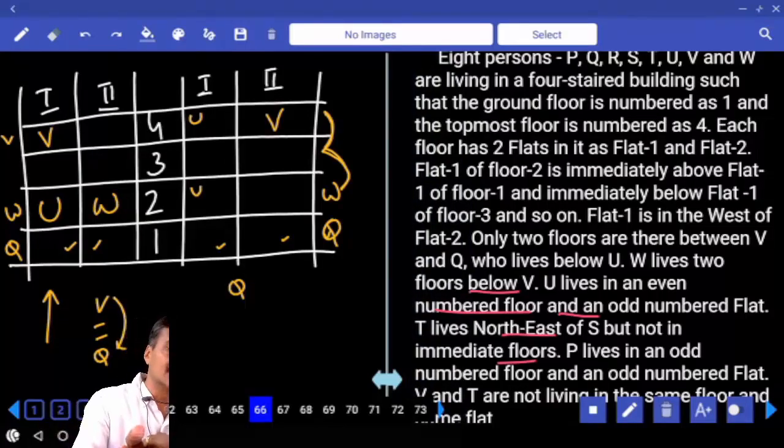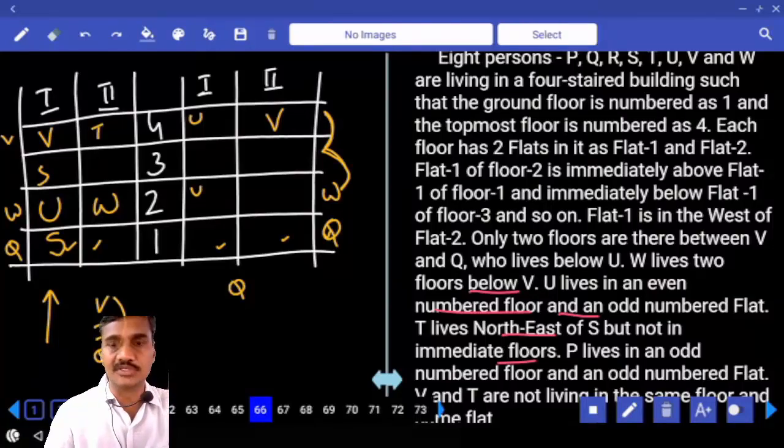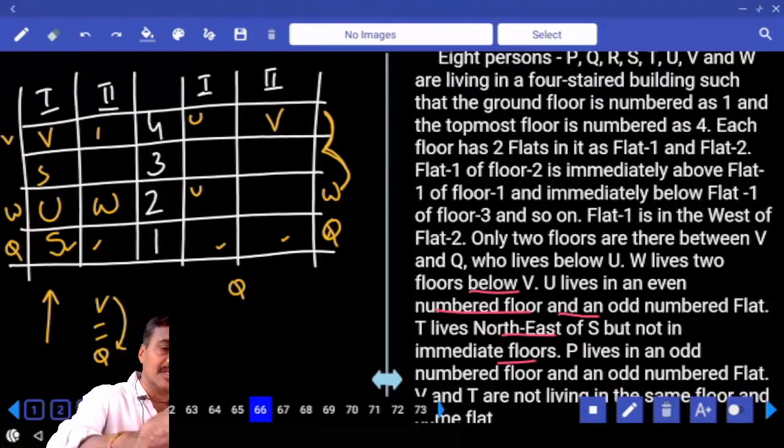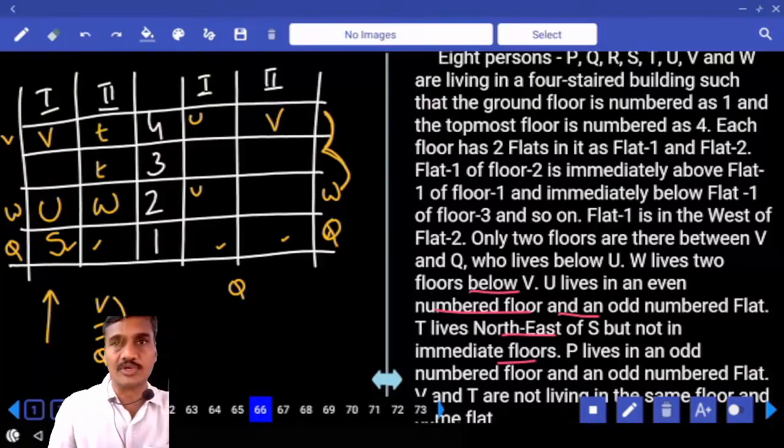T is to the northeast of S but not an immediate floor. Then S must be at this place. Suppose S is here, then T comes here. And they are not immediate to each other. So obviously S must be here. If S is here, then where should T be? T can be either here or here. There are 2 different possibilities. Done with this?